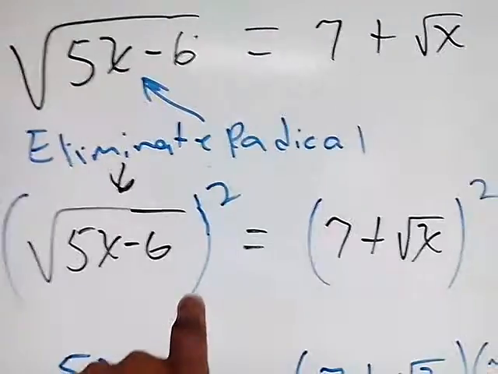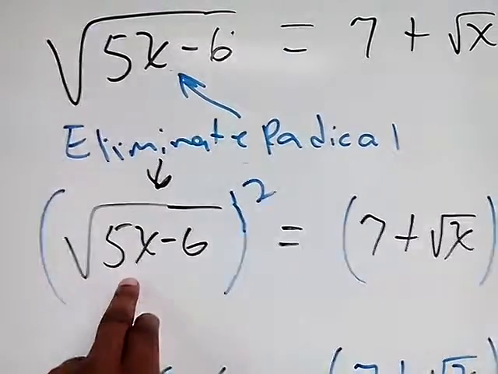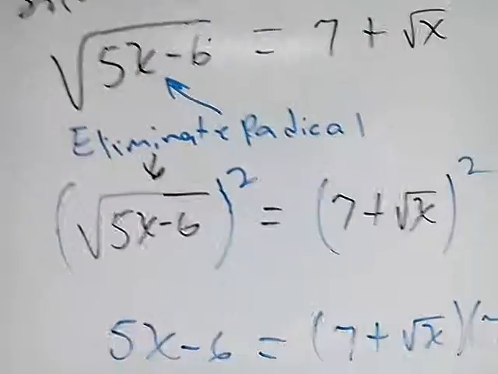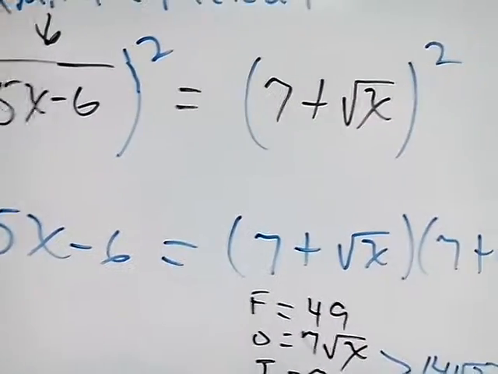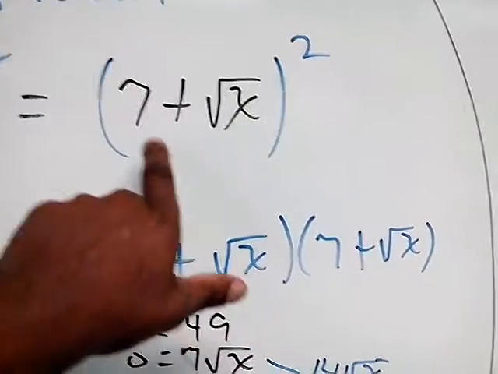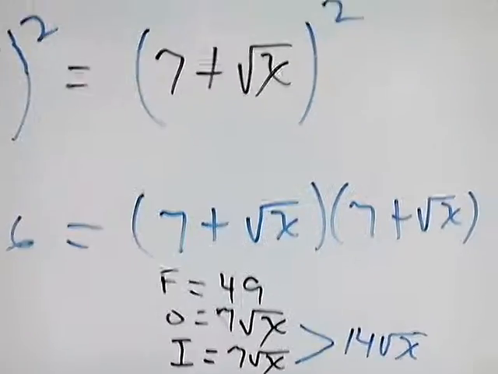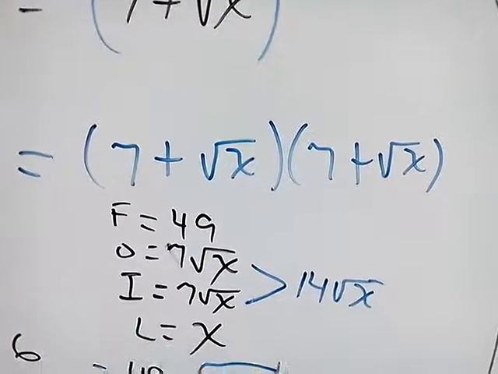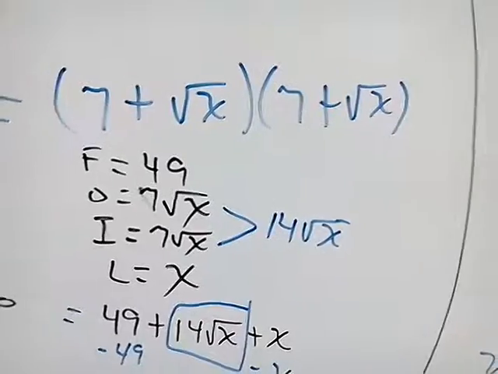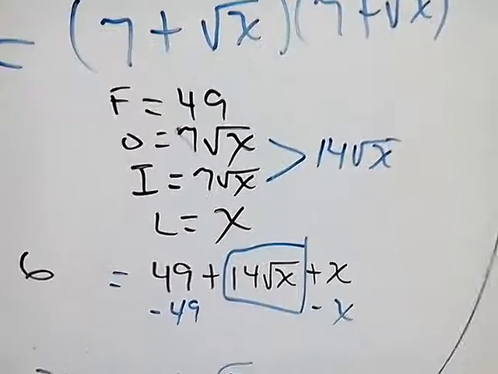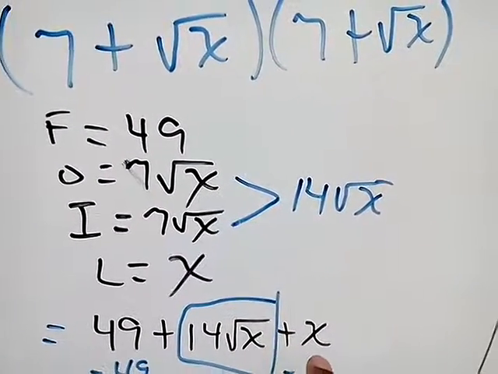So if we square a square root, we get back the base, which is whatever is on the inside of it. So we square both sides of the equation, and we get 5x minus 6 is equal to 7 plus square root of x, squared. And that's again using the FOIL method to determine the result of that. When we use the FOIL method, we wind up with 49 plus 14 square root of x plus x on this side.